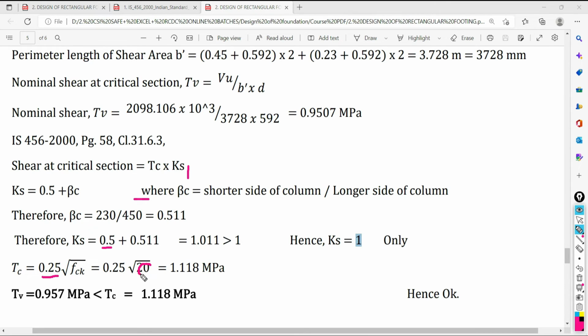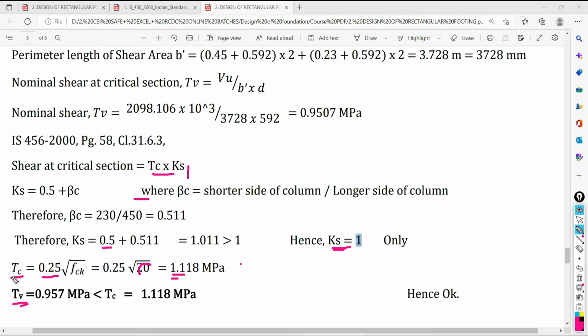fck is 20. So if we put this value, we get 1.118 MPa, means Newton per mm square. Now this is the tau c. Finally, we are getting tau c, and we have tau v. Actually, shear at the critical section, the formula is tau c multiplied by Ks. But Ks is equal to 1. If you multiply this Ks with the tau c, ultimately you get tau c 1.118. So we say that shear capacity at the critical section is 1.118 MPa, Newton per mm square.